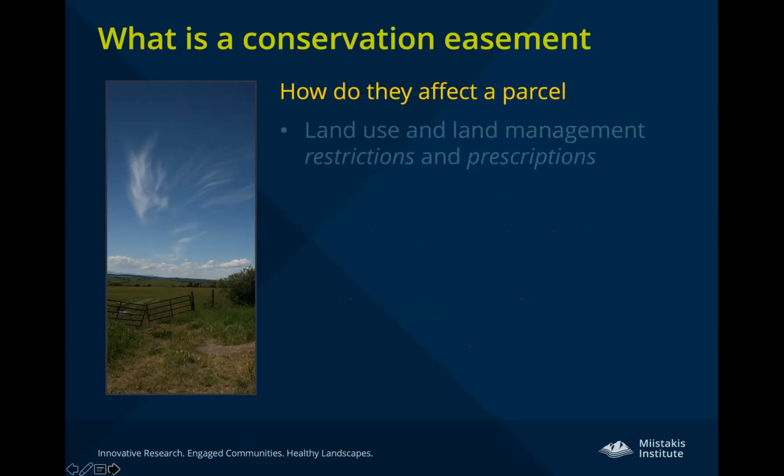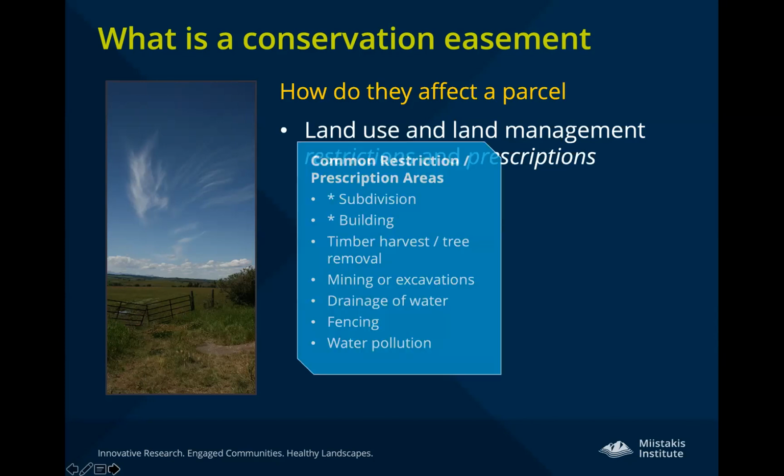So how do they affect a parcel? They affect the parcel by putting restrictions and prescriptions on land use and land management. And it's important to note those two words. So the restrictions, obviously meaning the things that you're not allowed to do. And in that way, it's similar to the long-standing tool of a restrictive covenant. But conservation easements also have the ability to do prescriptions, meaning requiring certain things to be done.